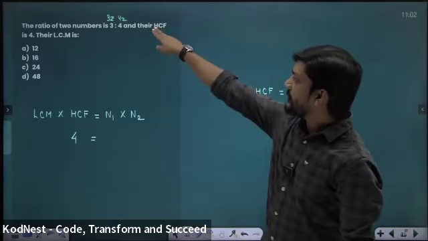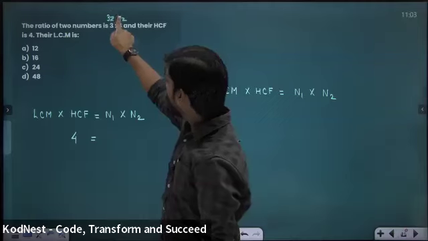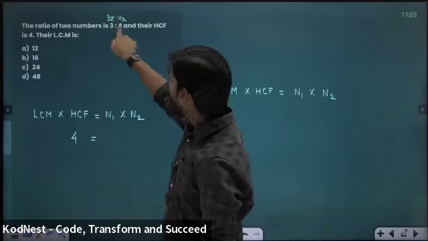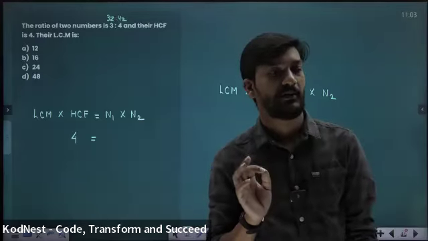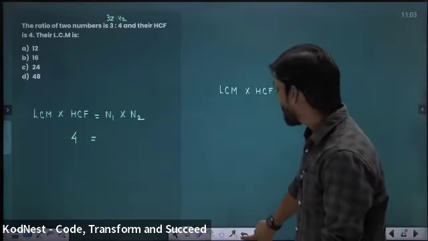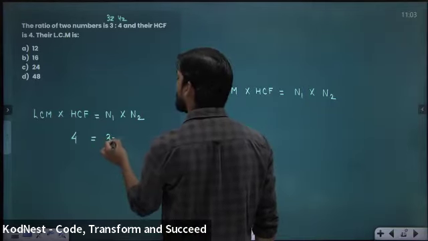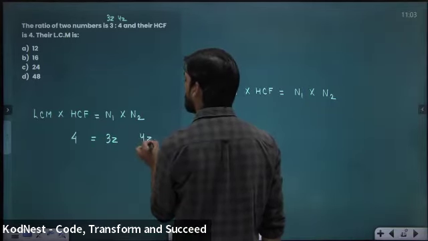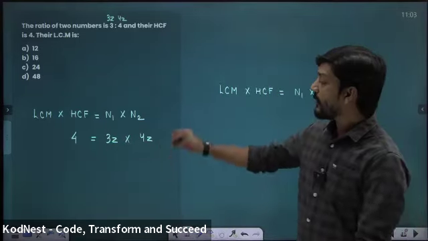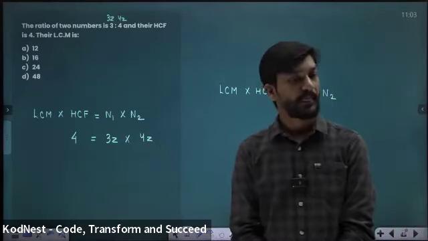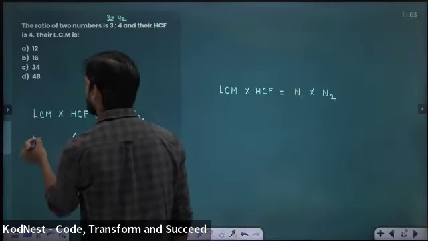These are the numbers. I'm not taking x and y. So if you take the ratio of these two numbers, will you get 3 ratio 4? Yes or not? So I'm taking the numbers as 3z and 4z. What z is we will find, but right now I'm taking this. LCM is not given.